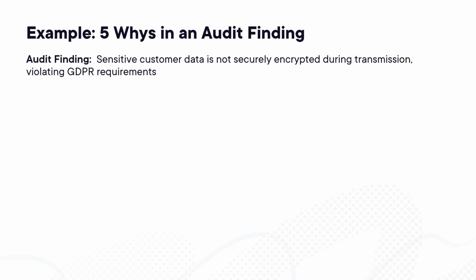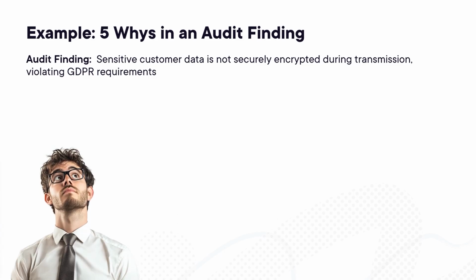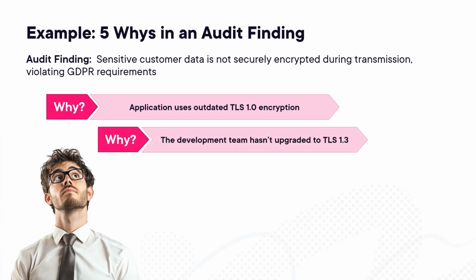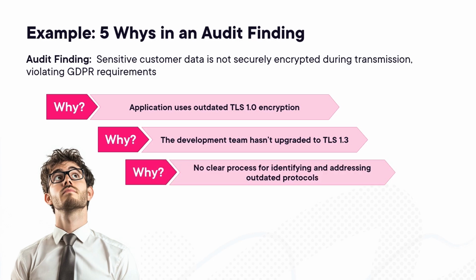So in this example, an audit finding shows that sensitive customer data is not securely encrypted during transmission, which violates GDPR requirements. So, the security manager is asking, why? Why is this the issue? Well, sensitive customer data is not securely encrypted during transmission because the application uses outdated TLS 1.0 encryption. Well, why? Well, the development team hasn't upgraded to TLS 1.3. Well, why? Well, because there's no clear process for identifying and addressing outdated protocols.